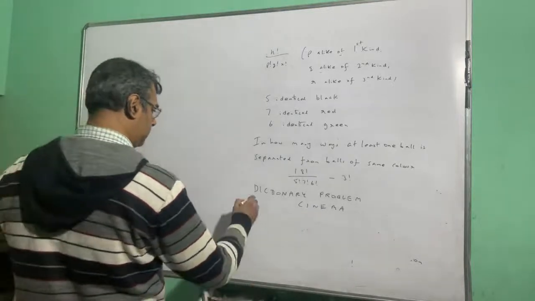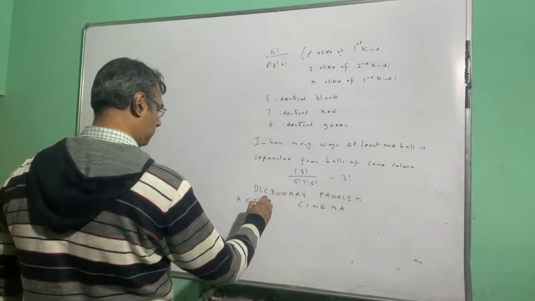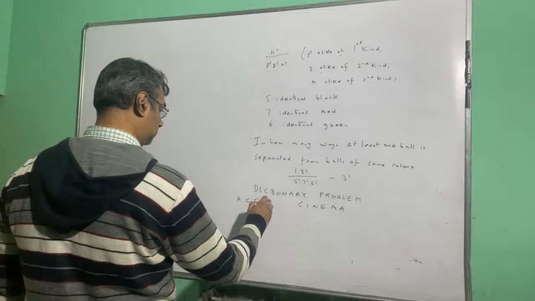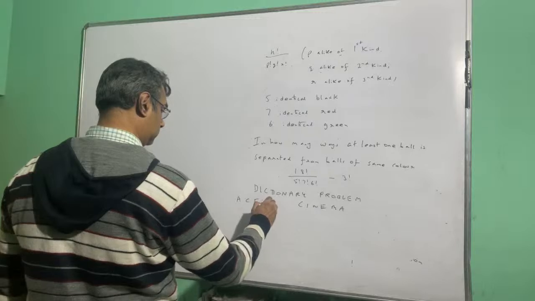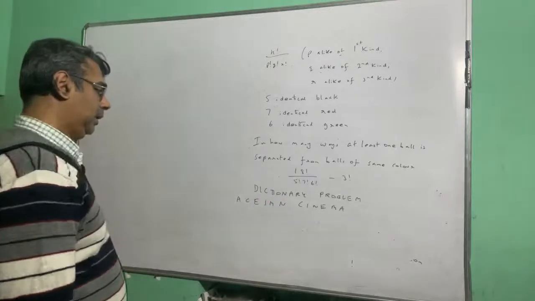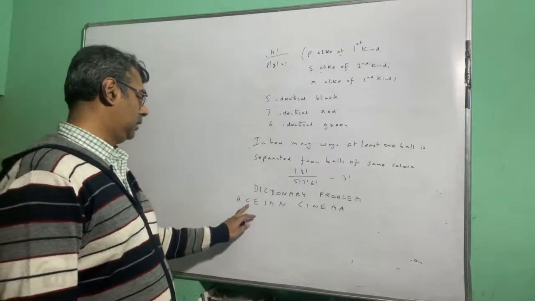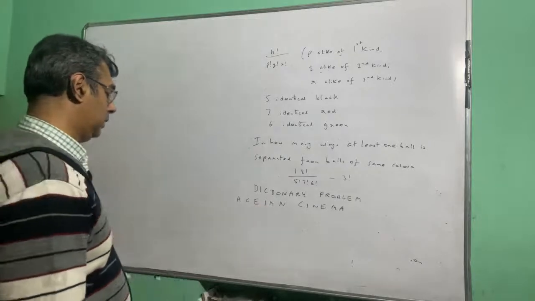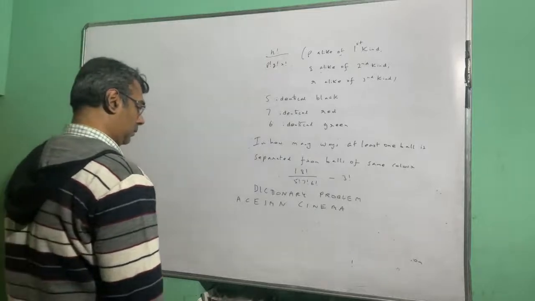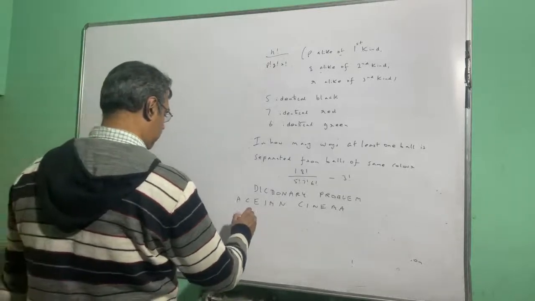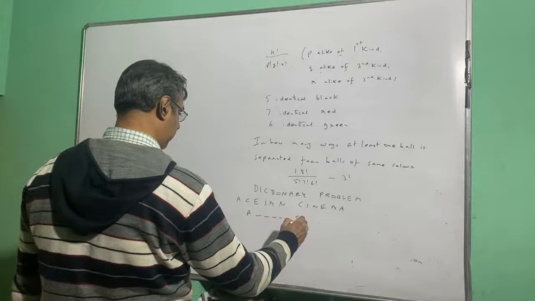CINEMA. Alphabetically speaking, A, C, E, I, M, N, these are the 6 alphabets. So if I start with A, then I have another 5, so 5 factorial.